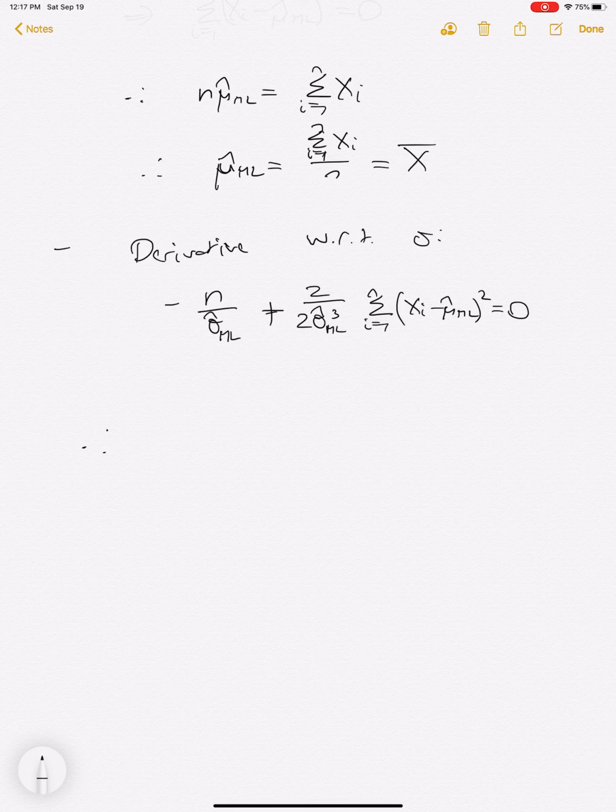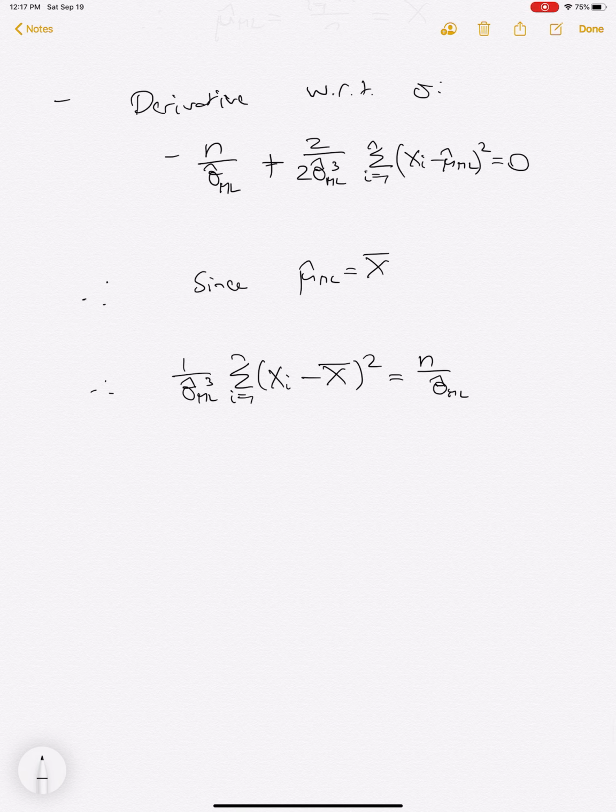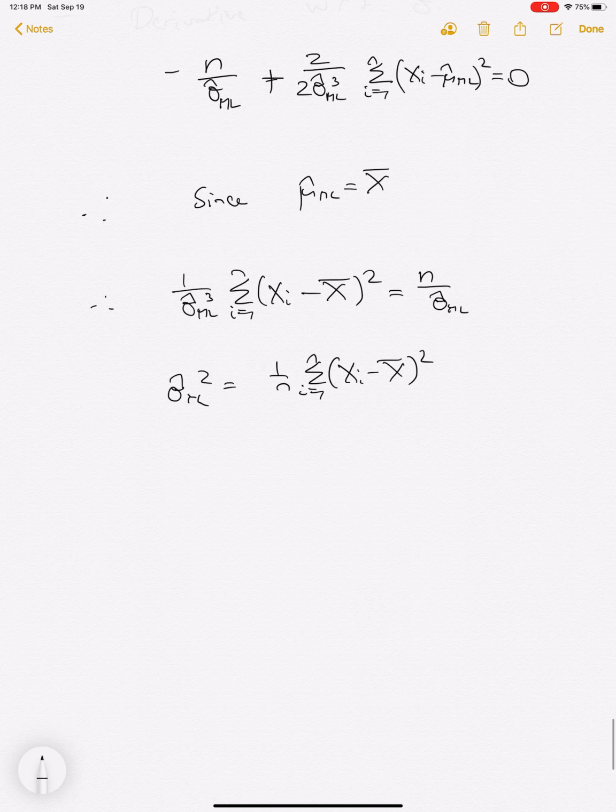If you put that together, we know that mu hat ml equals x bar. So therefore what we have is that 1 over sigma hat ml cubed times the sum of (xi minus x bar) squared is equal to n over sigma hat ml. You can divide both sides by n and multiply both sides by sigma hat ml cubed. It's basically cross multiplication. And you just get that sigma hat ml squared is 1 over n times that sum. So we get that mu hat ml equals x bar and sigma hat ml squared equals 1 over n times the sum of (xi minus x bar) squared.